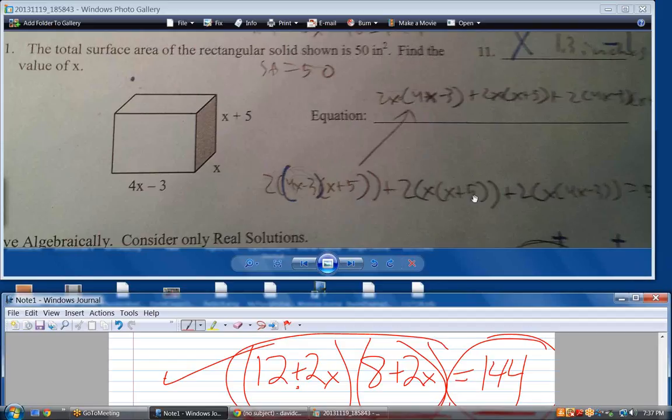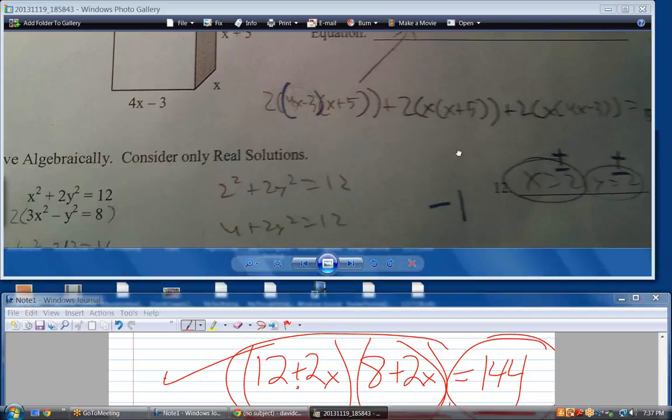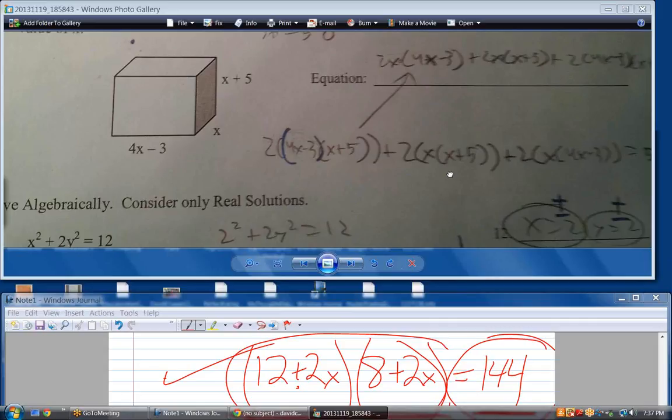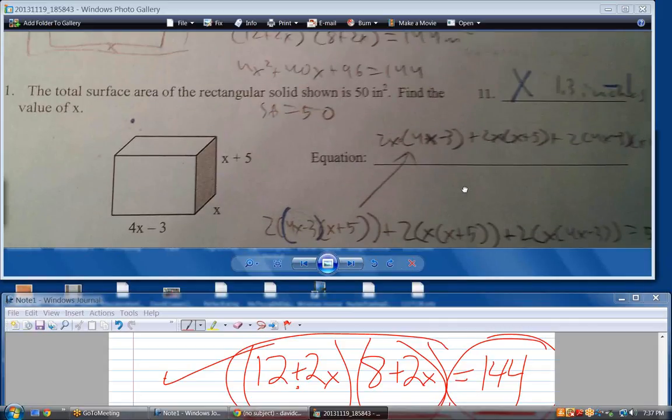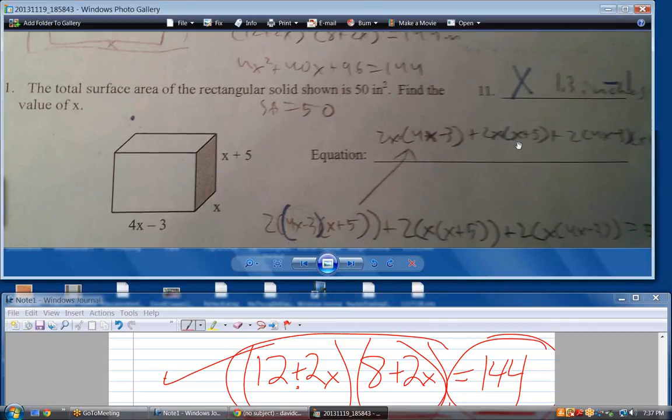How did you end up solving this? This is going to be a cubic. You were allowed to use your calculator? Yeah. So you ended up with a cubic function. You put that where it says equation, and on the line, what I have written there, you do 2x times, in parentheses, 4x minus 3, plus 2x times x plus 5, plus 2 times 4x minus 3, and so on. Right. So you had to multiply that out? Yeah, because the calculator won't take it unless you do it that way.